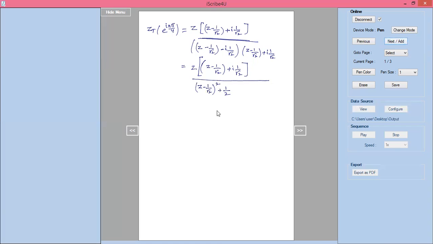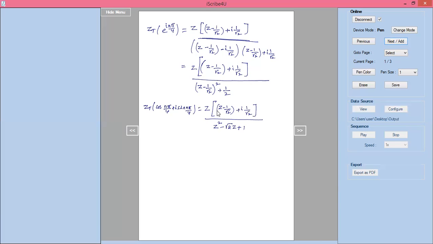Now if I simplify this, we will get the Z transform of e power i n pi by 4 in the form of, we'll expand it, cos n pi by 4 plus i sin n pi by 4 equal to z minus 1 by root 2 plus i into 1 by root 2, whole divided by, if you expand this, z minus 1 by root 2 whole square plus 1 by 2. If you expand, you will get z square minus root 2 into z plus 1.